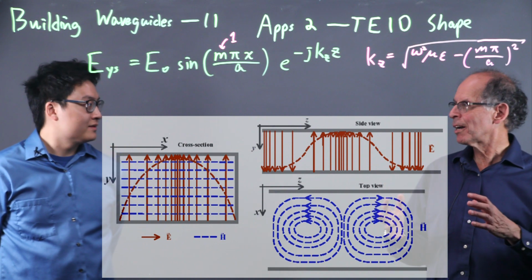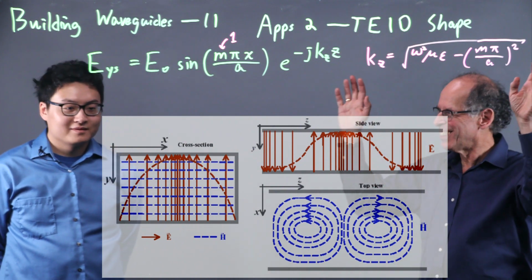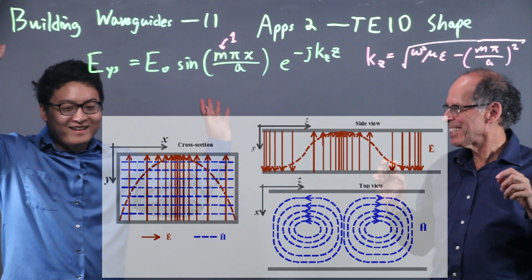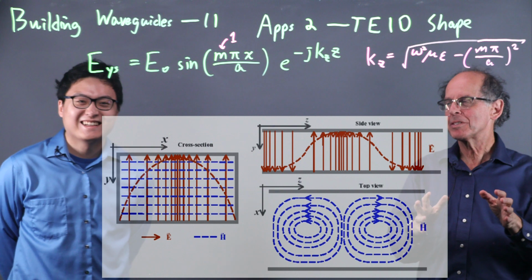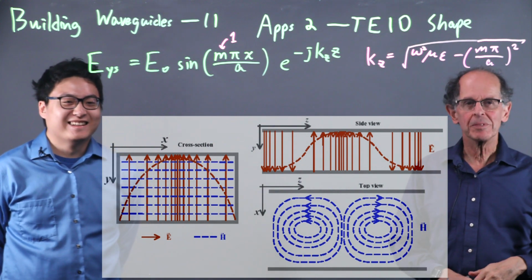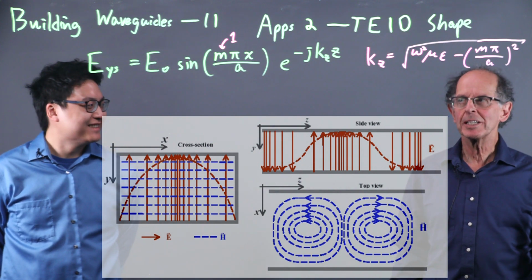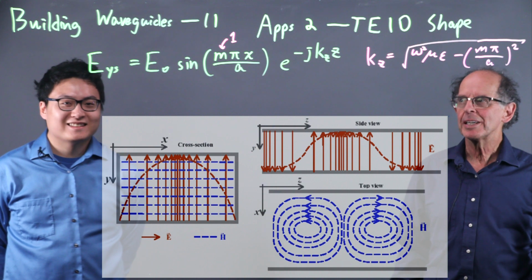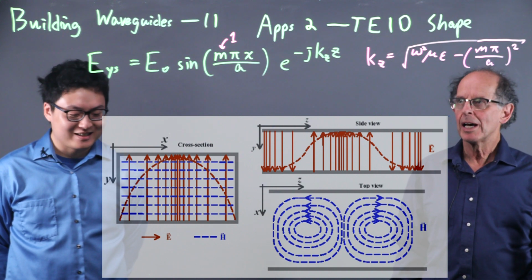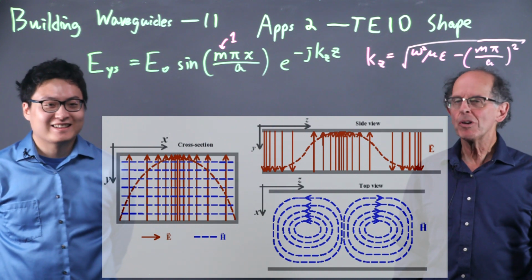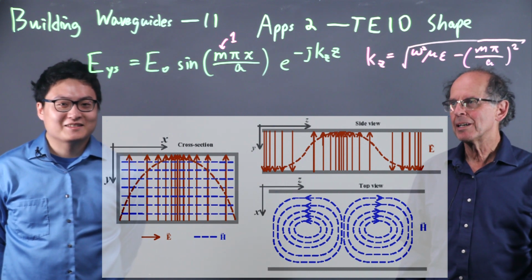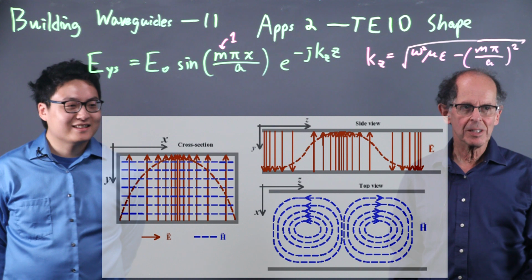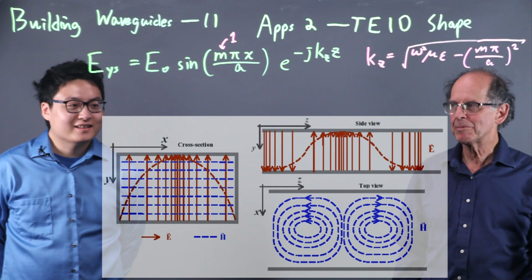Well, now it's time for shapes. Yay, dancing! You have dancing waves here. So you can see at the top that the E field looks like a sine wave in X. Oh, that's what you meant. And there is no Y dependence, so the fields along Y are going to be constant. And you can see that from the figure on the left.